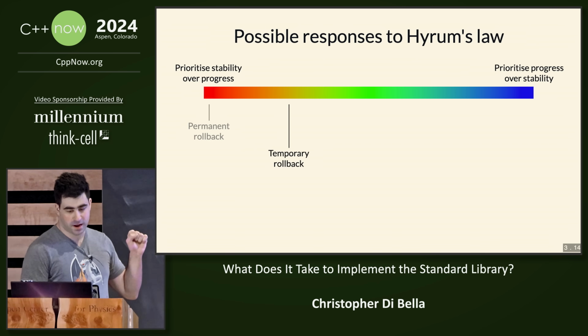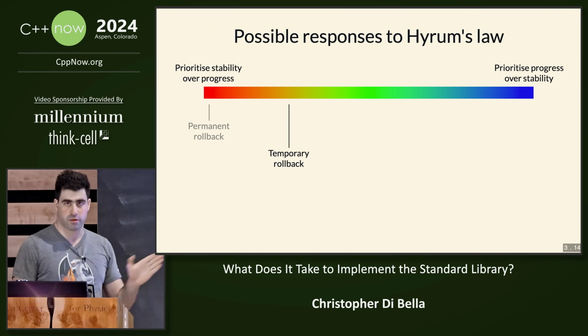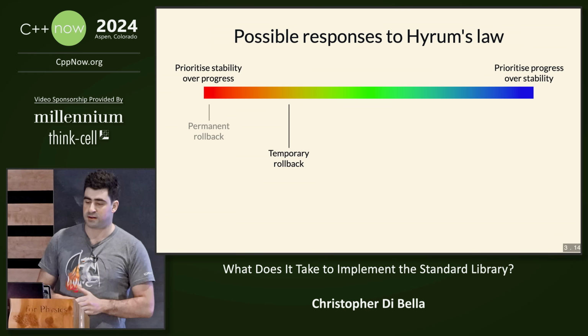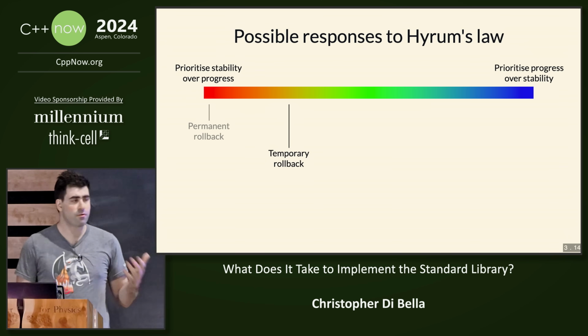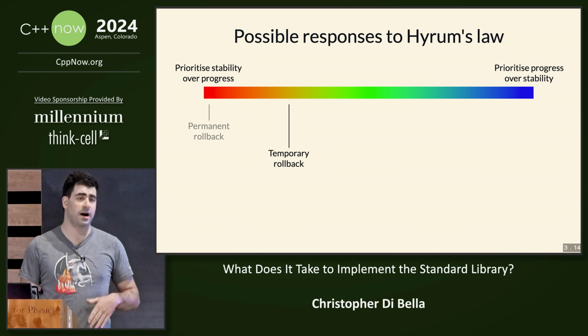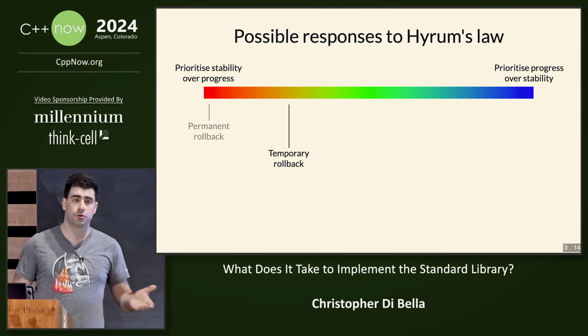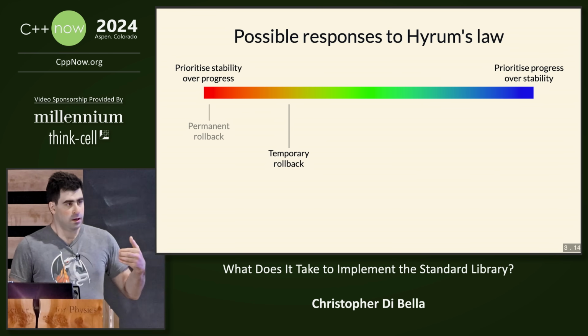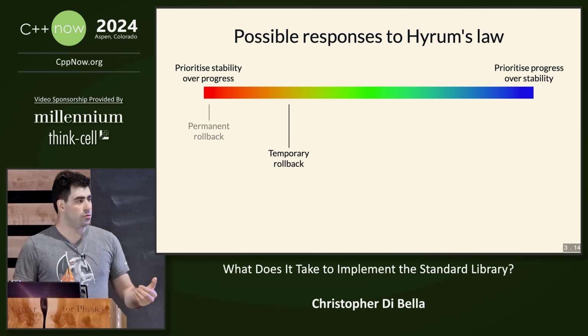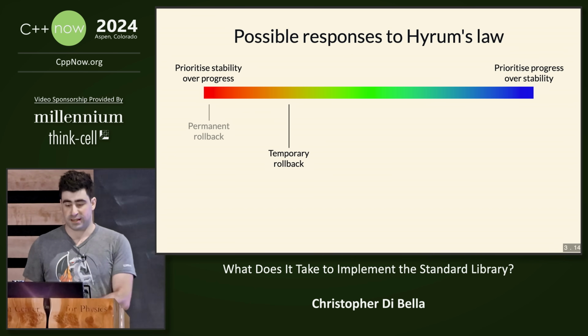And then we have the idea of a temporary rollback, which is a little bit further along in the spectrum. What that basically communicates is we're going to roll the thing back because it breaks some people, but we're going to give you, say, a release or two to fix things, and then you'll have to deal with this because we are going to put it back into our release.